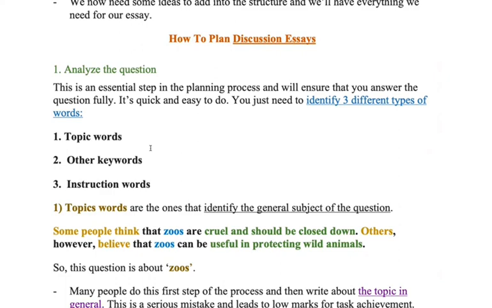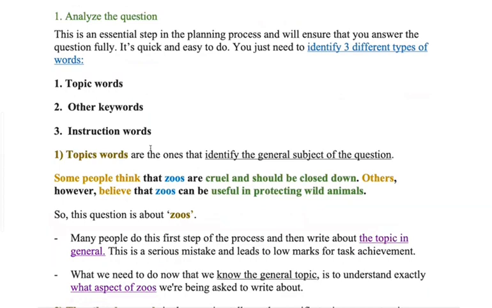Talking about the first one, topic words are the ones that identify the general subject of the question. So for example, we have a question here. It says, some people think that zoos are cruel and should be closed down. Others, however, believe that zoos can be useful in protecting wild animals. We have already clarified the 2 views, A, cruel and should be closed down, B, useful in protecting wild animals. The topic word here is zoos.